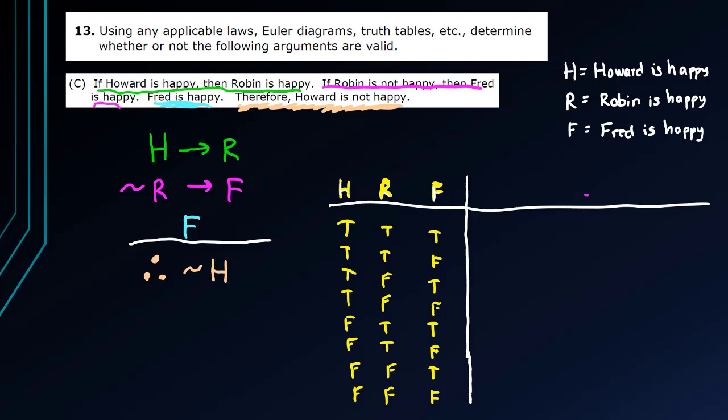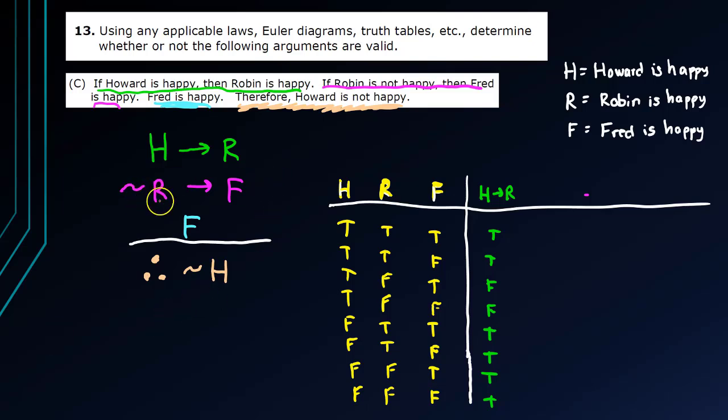If H, then R. So, again, I'm looking, as long as the first statement is true, and the second statement's also true, so if H then R, they're both true, it's fine. If this is true and this is false, that would be false. And then, of course, any instance where H is false is going to automatically make the statement true. So the truth table is true, true, false, false, true, true, true, true.